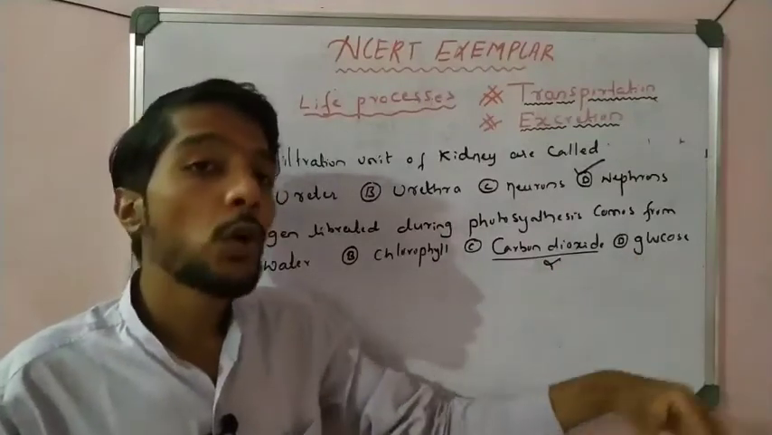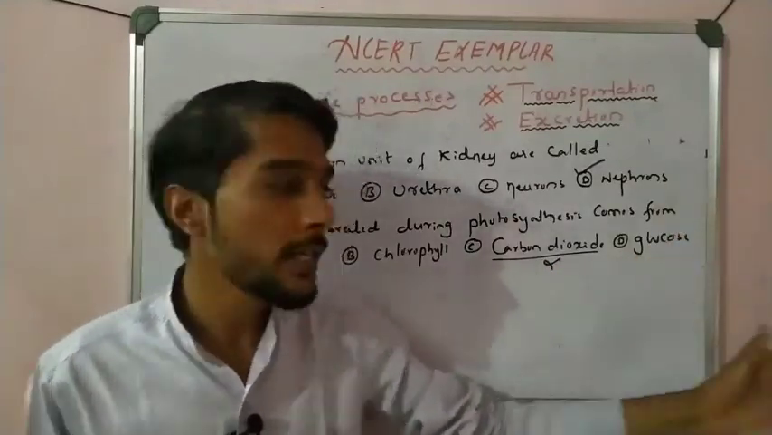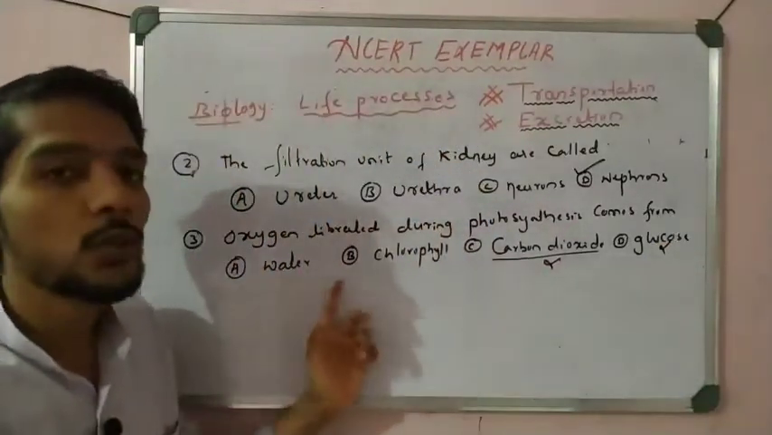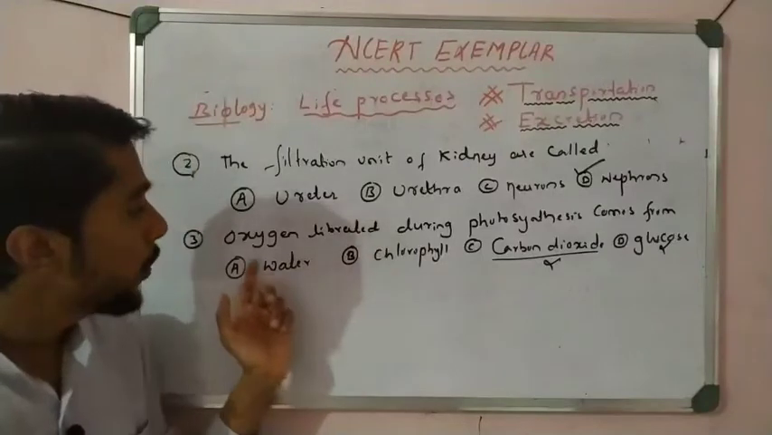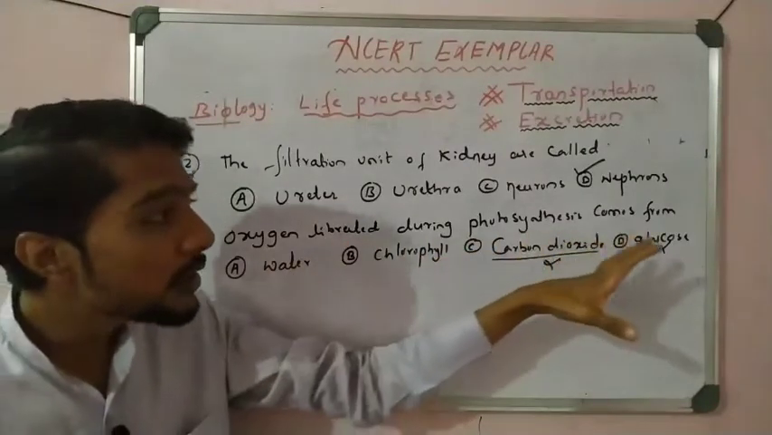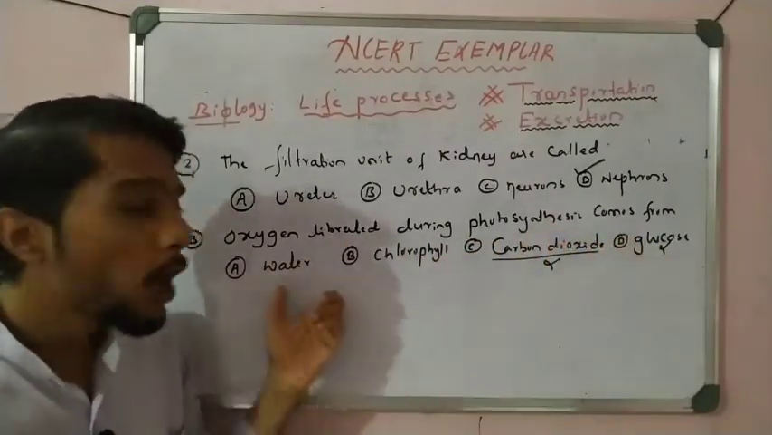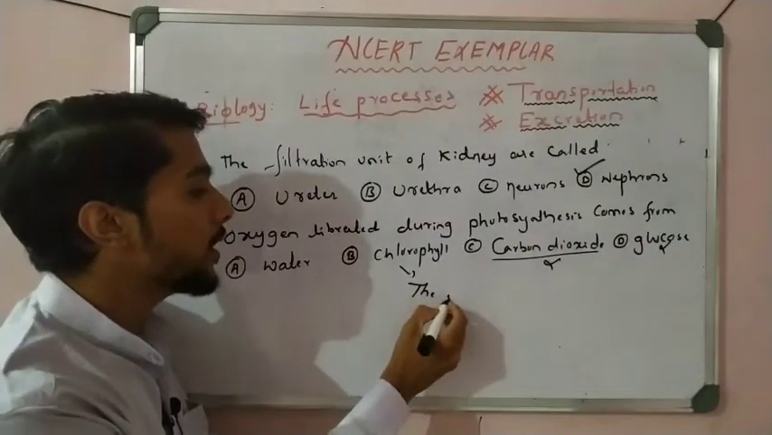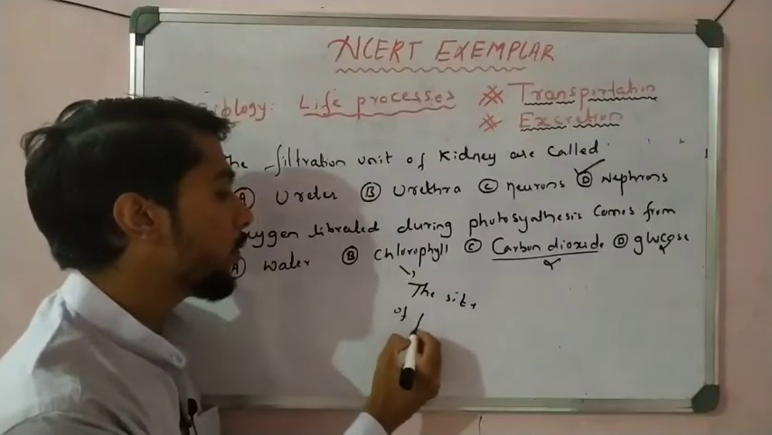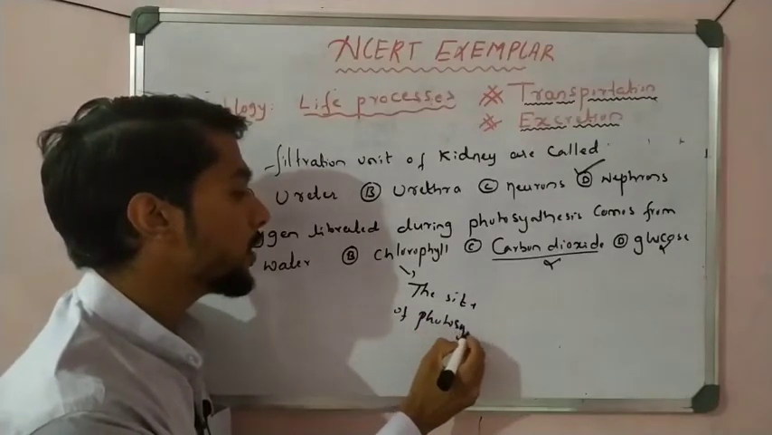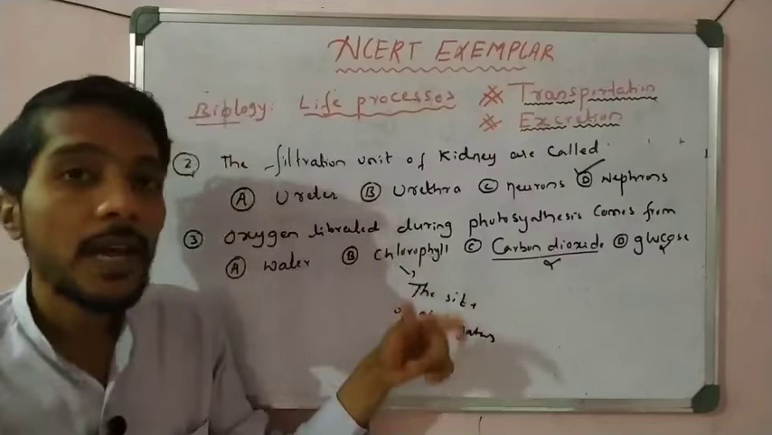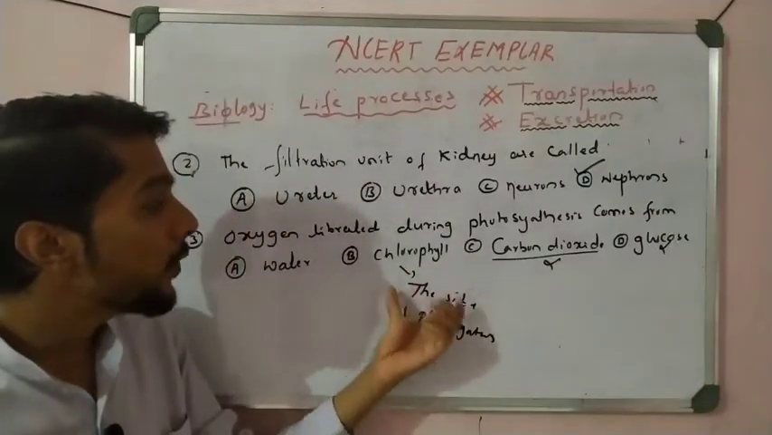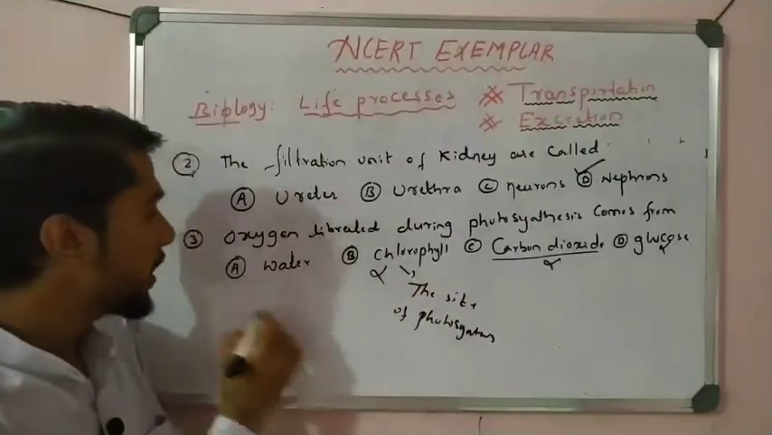And also glucose is the end product of photosynthesis, right? That is also not possible. So now between these two, chlorophyll and water: the oxygen liberated during photosynthesis came from maybe water or maybe chlorophyll, but chlorophyll is the site of photosynthesis, where the light energy is converted to chemical energy, right? Therefore this is also not the answer. So the correct answer is water.